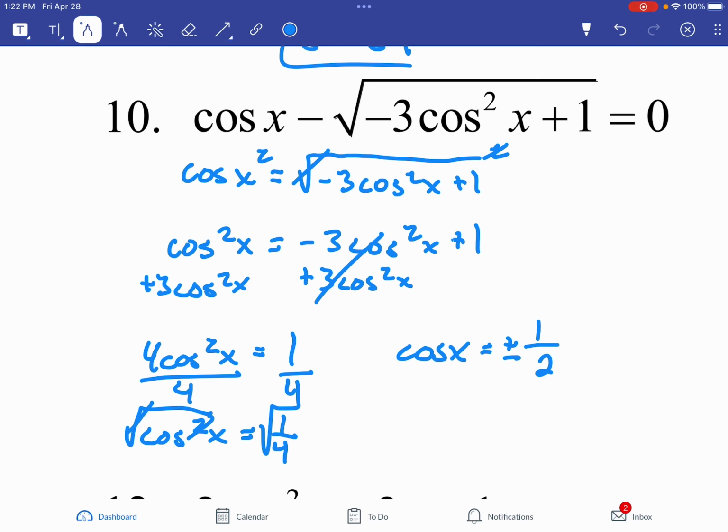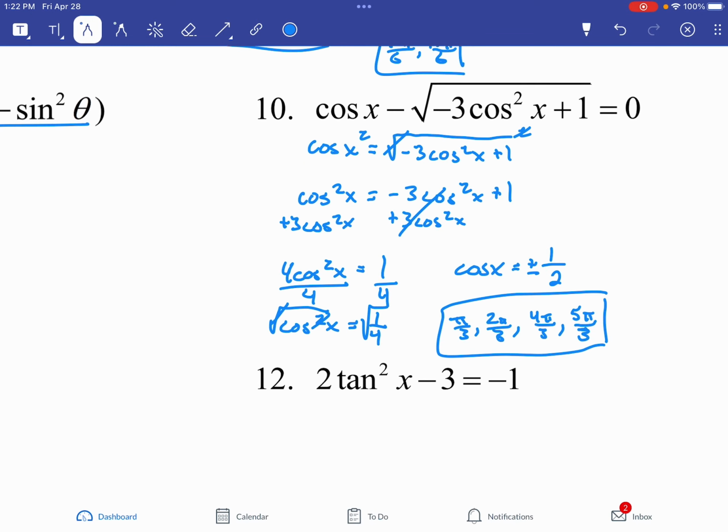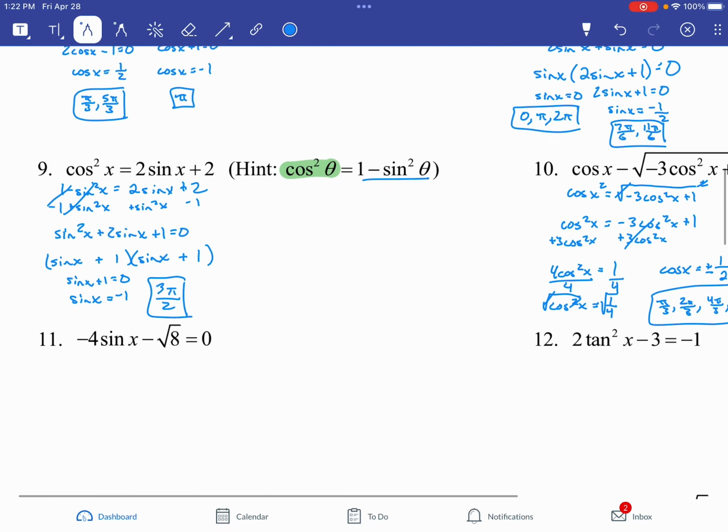Now, where is the x value? Positive and negative 1/2. Pi over 3. 2 pi over 3. 4 pi over 3. 5 pi over 3. Keeping it going.